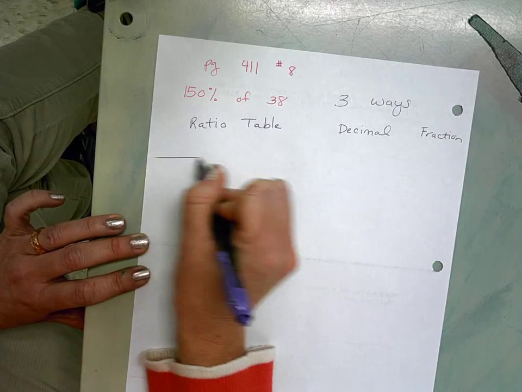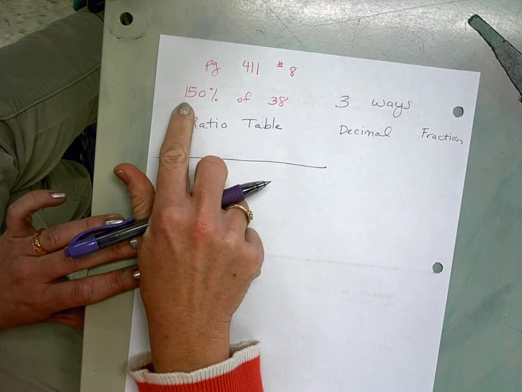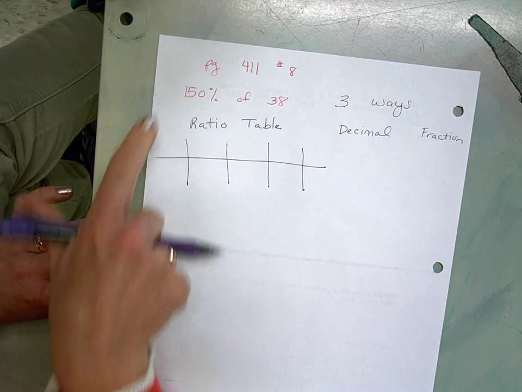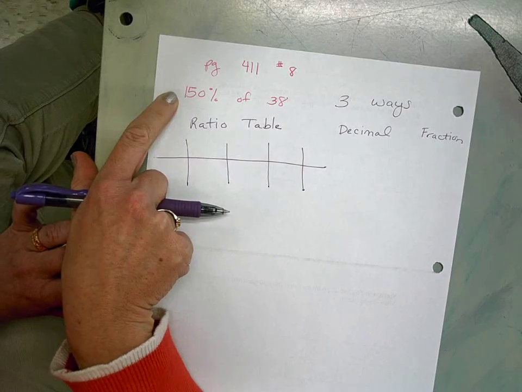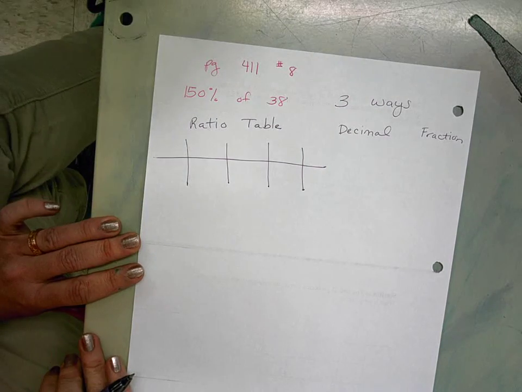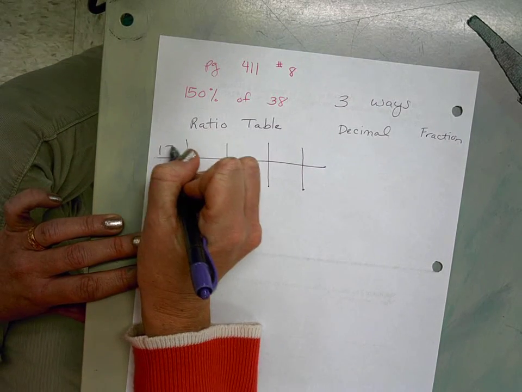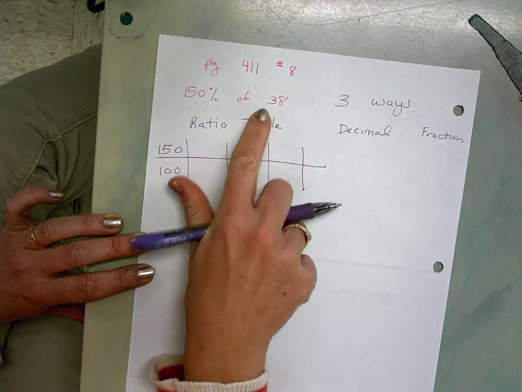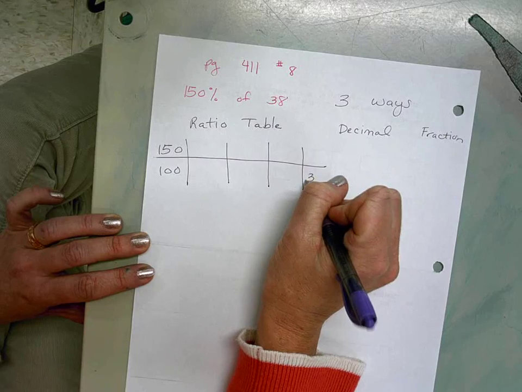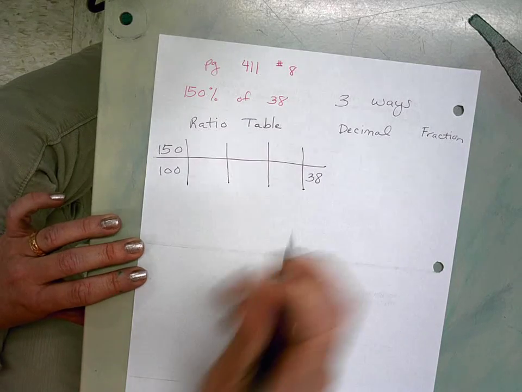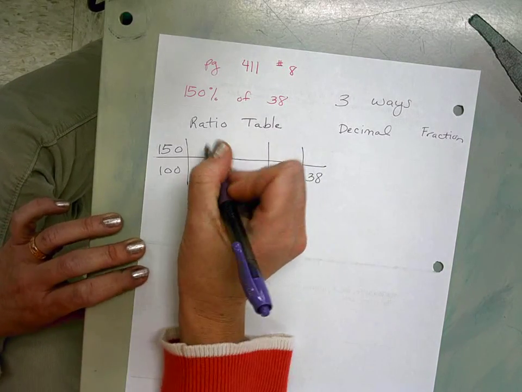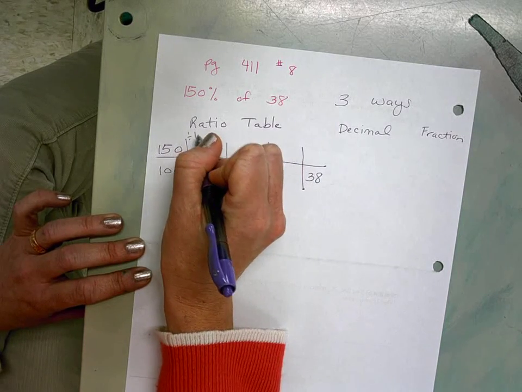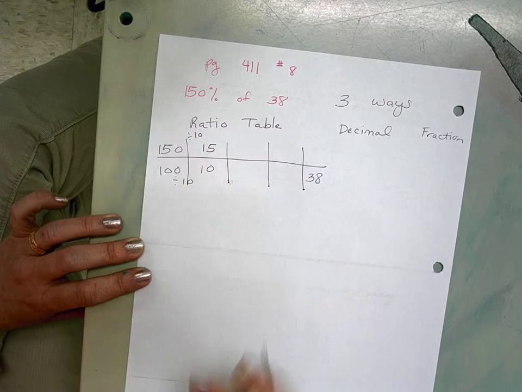For the ratio table strategy, if we have 150% out of 38, I picked this one since we haven't been looking at percents yet that were over 100. The strategy though is the same. 150 out of 100 is going to be something out of our total, which is 38. So I'm going to start here by dividing both values by 10, and I'll get 15 and 10, so divided by 10, divided by 10.